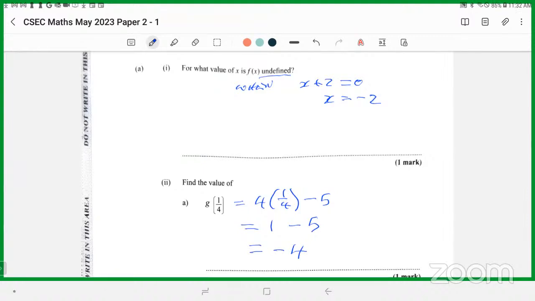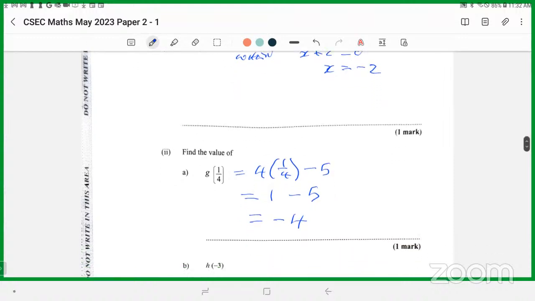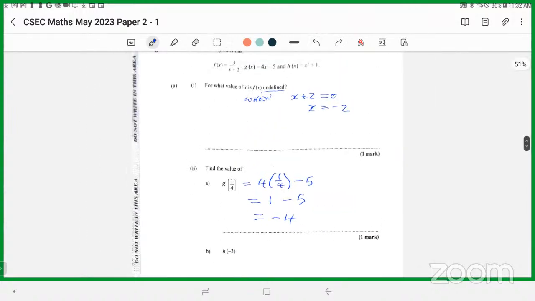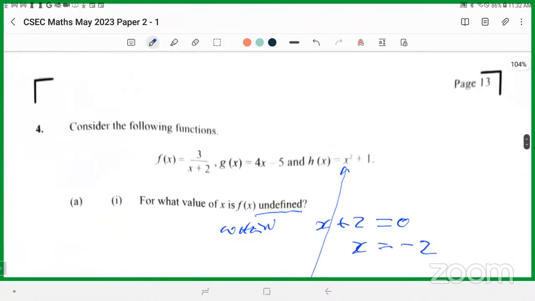This was on the May, June 2023 paper this year. All right, so it's the standard of the questions right here. Then I want h of -3. I'll find h of -3. Easy. Plug the -3 in the h function right there. This is just x squared, so put a -3 there.